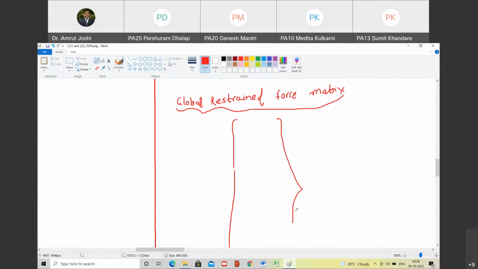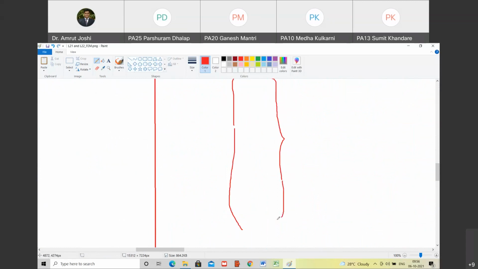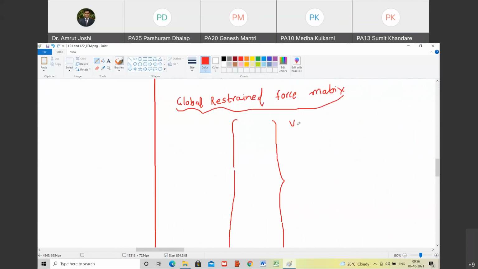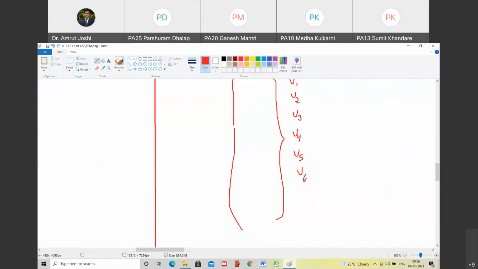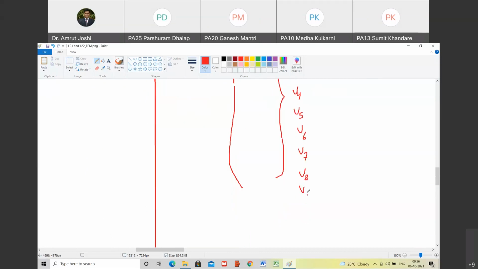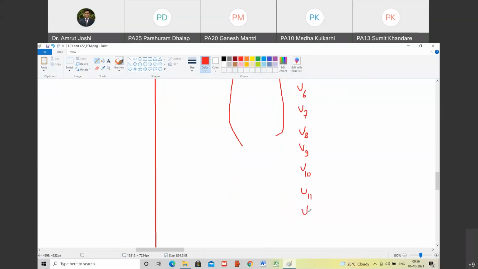Look, this is going to be something like this, where the first element corresponds to U1, second element corresponds to U2, third element corresponds to U3, fourth U4, fifth U5, U6, U7, U8, are you with me? Yes, sir. U9, U10, and U11 and U12.